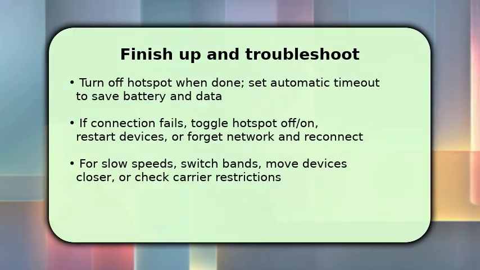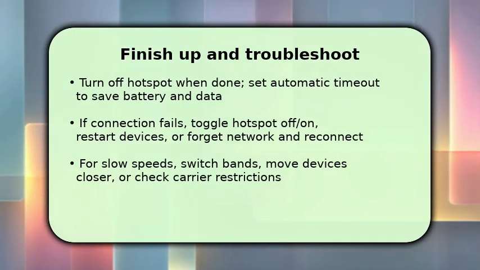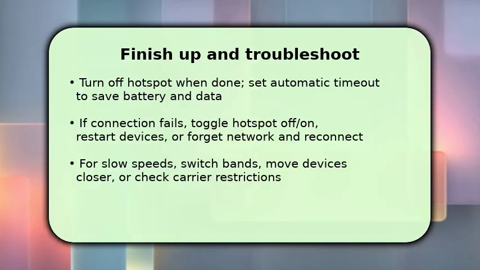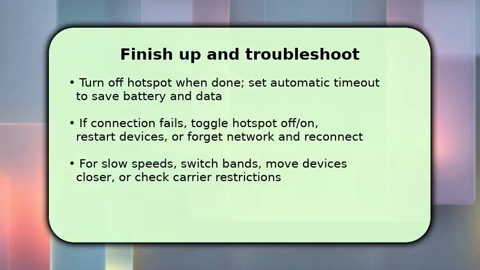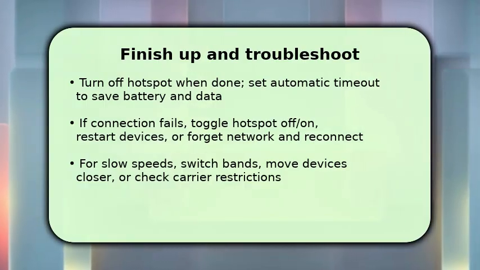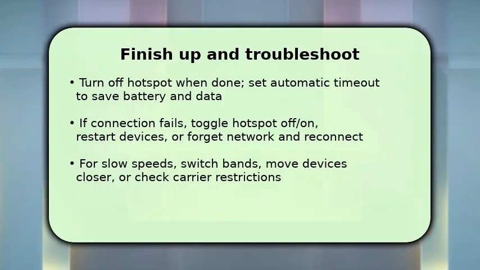If speeds are poor, switch the AP band, move devices closer, or check for carrier throttling and data caps. Finally, if USB tethering isn't working, try a different cable or enable developer USB debugging briefly to diagnose drivers.